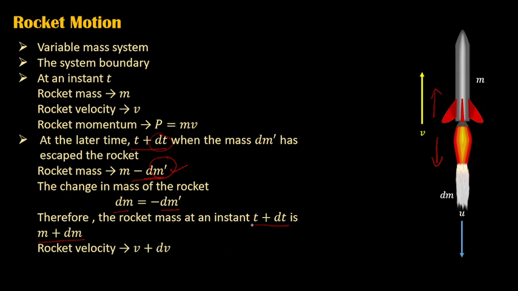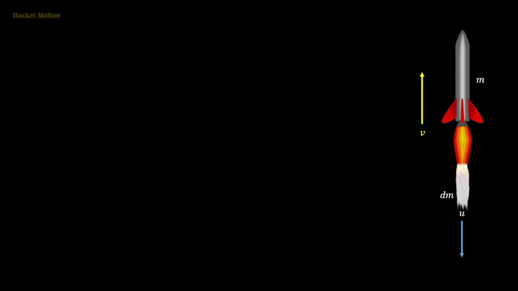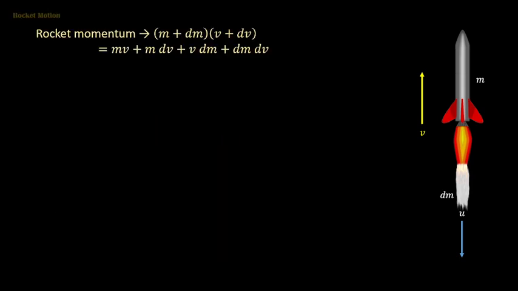The rocket velocity at the time t plus dt is v plus dv. It means dv velocity is acquired by the rocket over the time interval dt, during which the mass dm dash of hot gases escapes the rocket. So the rocket momentum at the time t plus dt is its mass m plus dm multiplied by the velocity v plus dv. So we multiply out the two brackets and get this expression.